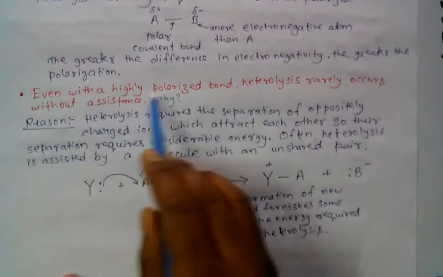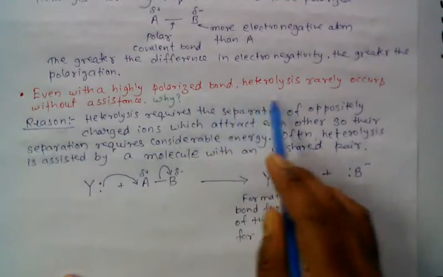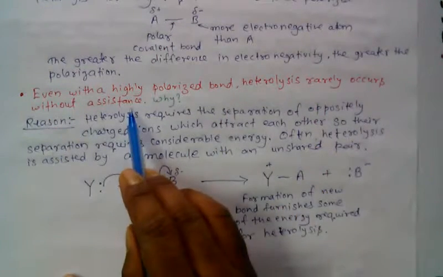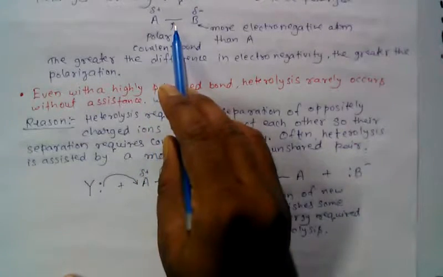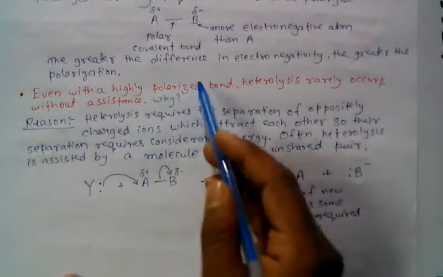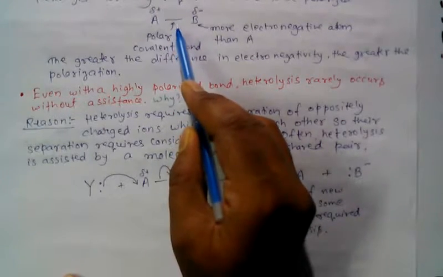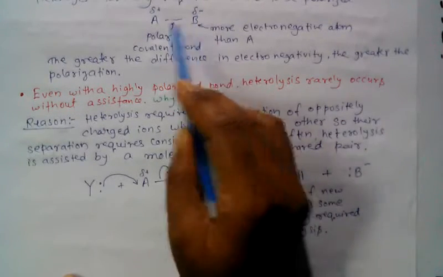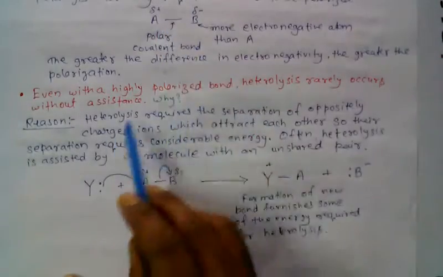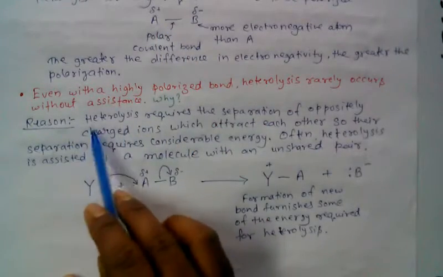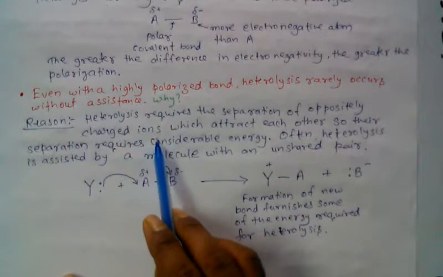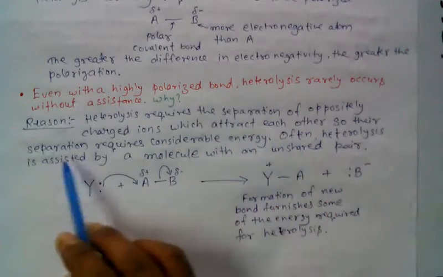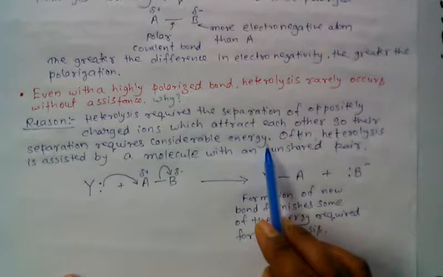But even with a highly polarized bond, heterolysis rarely occurs without assistance. Why? We need some help for this bond to break, because breaking this bond means we are separating oppositely charged ions and they attract each other. This is the reason heterolysis requires the separation of oppositely charged ions, which attract each other, so their separation requires considerable energy.